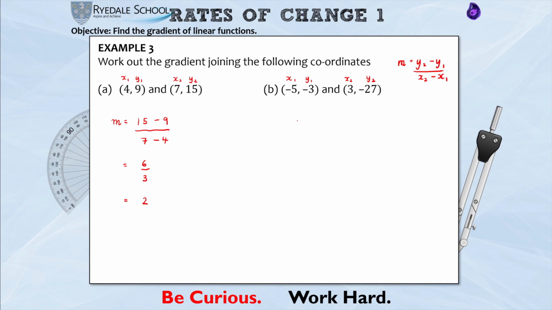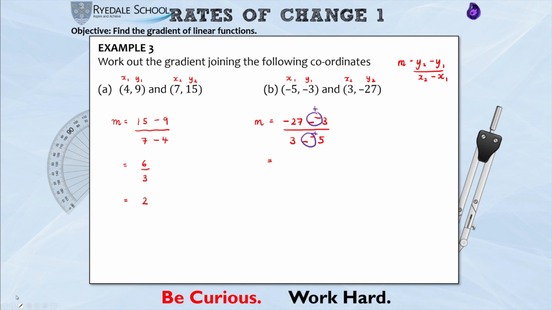Second one, we have got some negative numbers. We might need to be a little bit careful on this one. Let's go for it. y2, negative 27. We are going to be subtracting negative 3. So I'll have to be careful with that double sign in a moment. We've got x2, which is 3. And we are taking away negative 5. So again, I've got another double sign. So I hope you remember that when you subtract negatives, that's equivalent to adding.